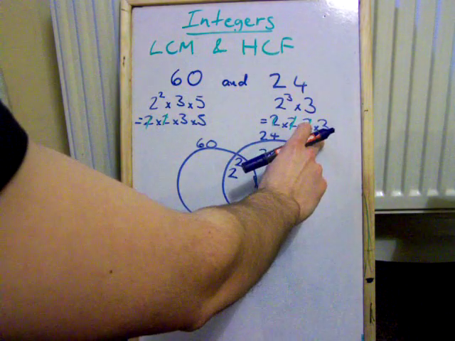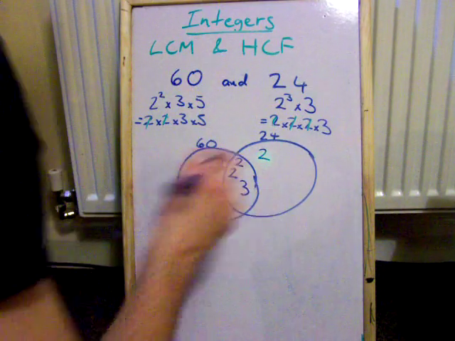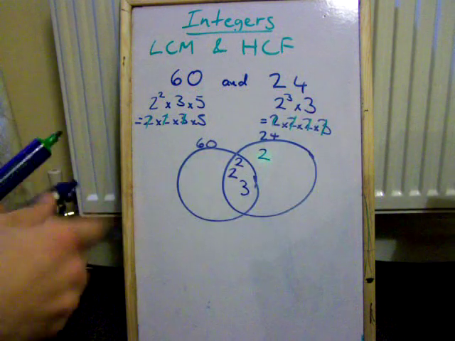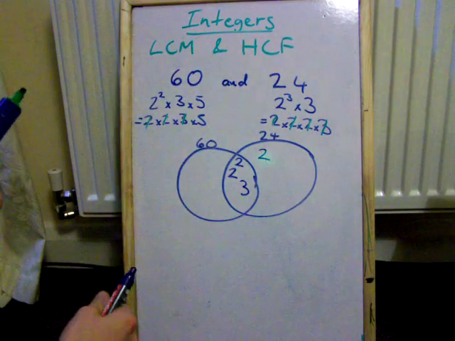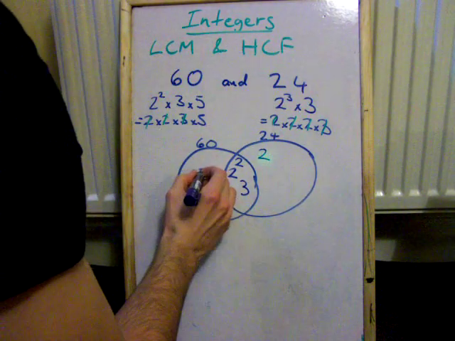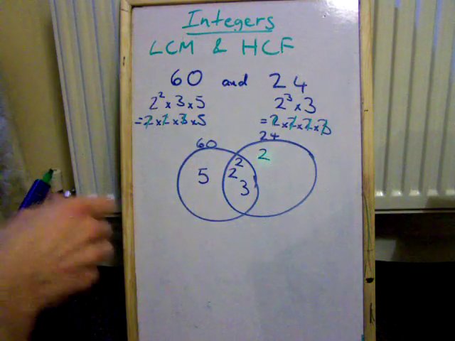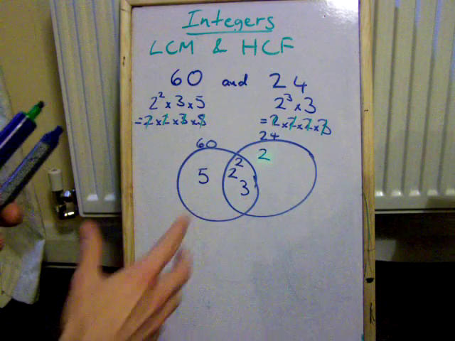Then I'm looking at the 3. There's a 3 in both, so again I can go back to sharing the 3 between the two numbers. The last thing to look at is the 5. 60 has a factor of 5, but 24 doesn't. So I put the factor of 5 in the 60 circle, where it would not also be in the 24 circle. At that point, I've assigned all my factors in those circles.